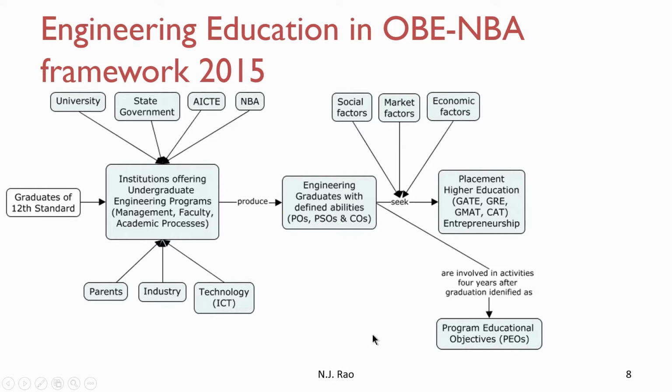That is by survey with your alumni, where exactly they are after 4 to 5 years. And if your feedback shows that they are dominantly, not 100%, dominantly involved in activities as stated by PEOs, then you can consider your program to be reasonably successful.